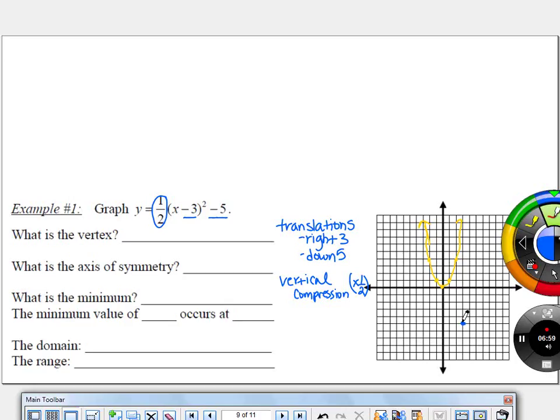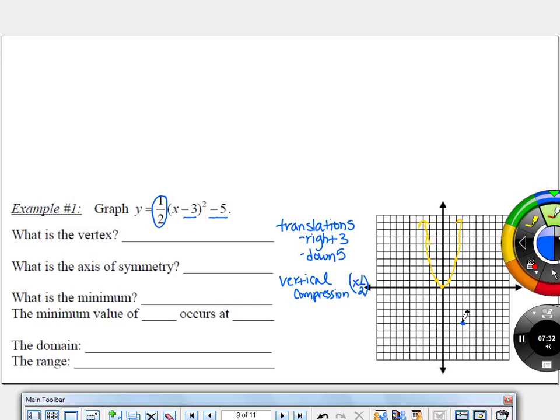So the vertical compression will only affect vertical distances of points from the vertex. Did everybody hear what I said right there? Okay, so a vertical compression is going to affect the vertical distance between the points we're going to graph now and the vertex that we've plotted, okay? Not the horizontal distance. So in the parent function, I went 1 to the right to get my next point. I'm still going to do that with this function because nothing horizontally has been affected. Okay? What has been affected is the vertical distance.